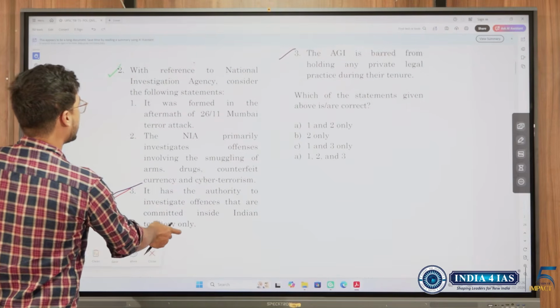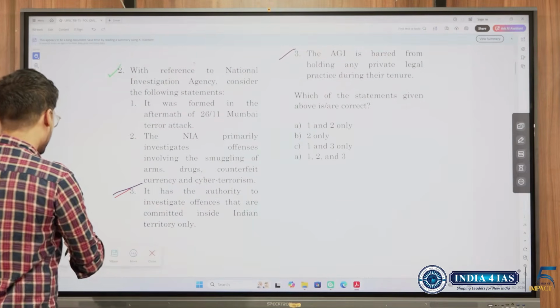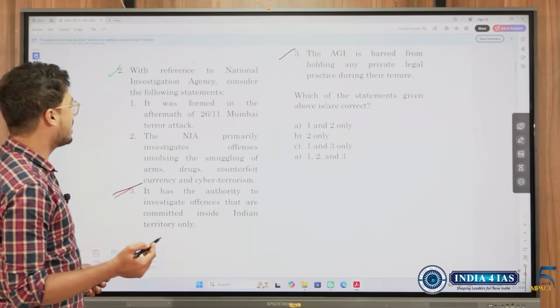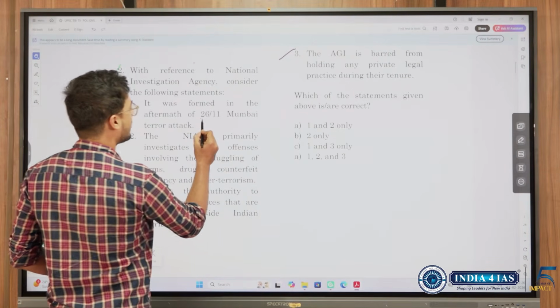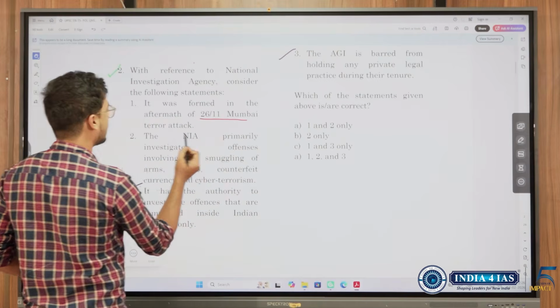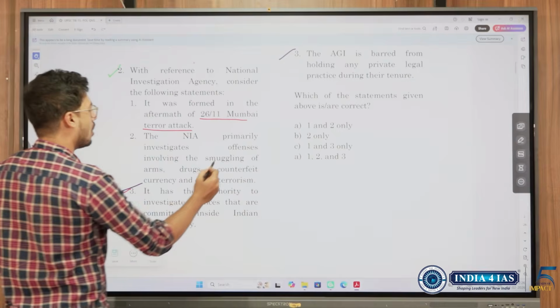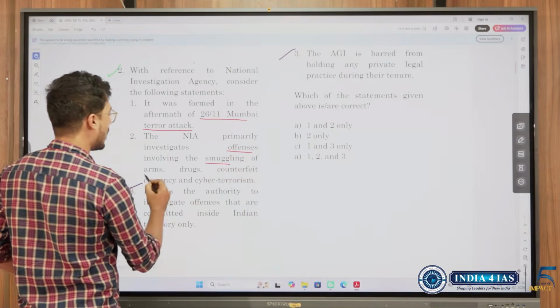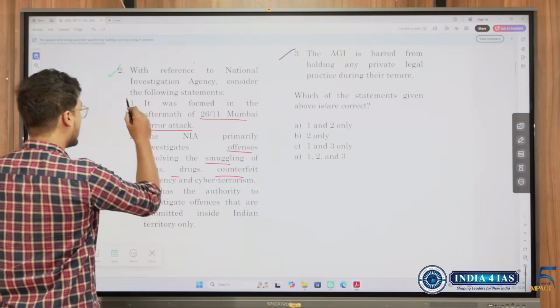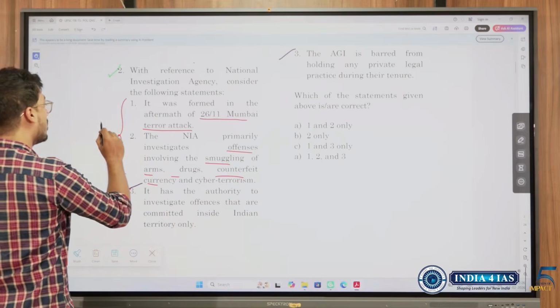With reference to NIA, now NIA you might have studied. One thing which I wanted to add is, we know that NIA was established in the aftermath of the 26/11 Mumbai terror attack. What will it investigate? Offences related to smuggling, arms, drugs, and counterfeit currency. Now I expect you to know about these two.